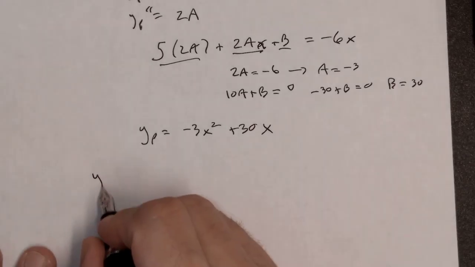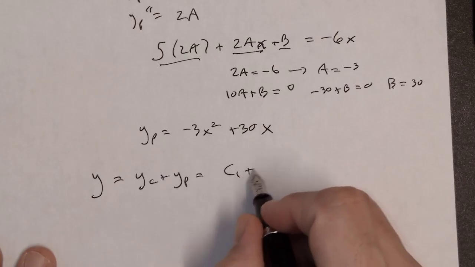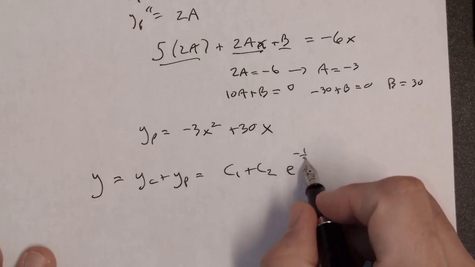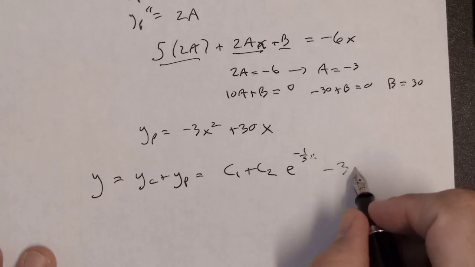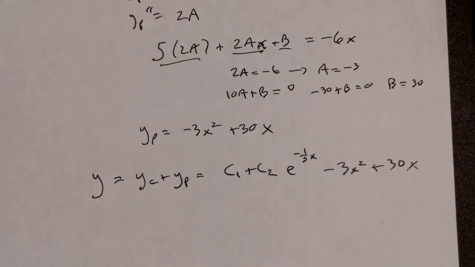My overall solution, yc plus yp, is c1 plus c2 e to the -1/5 x minus 3x squared plus 30x. Now I can use my initial conditions. All right, my initial condition, the first one, said y of 0 equals 0. What happens when you plug in 0 up there?